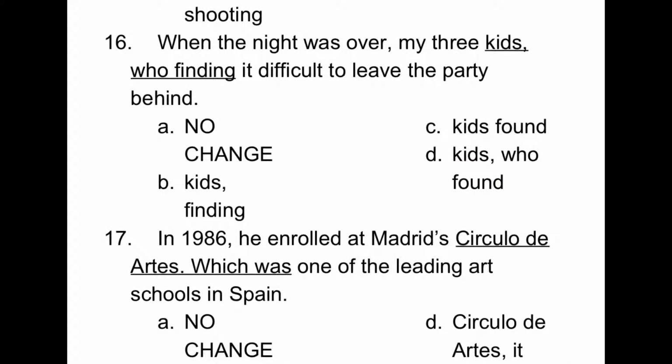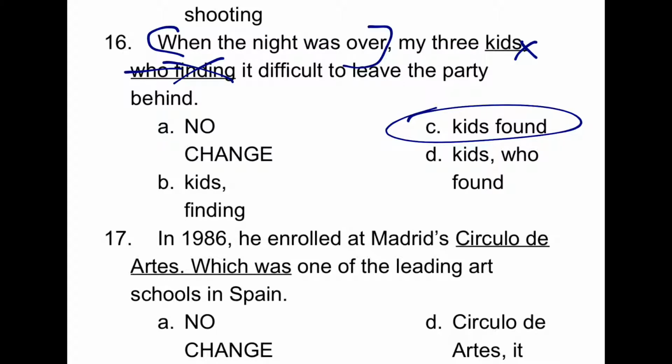16, when the night was over, my 3 kids, who finding it difficult to leave the party behind. We're again missing a verb, finding, and who is the relative pronoun. So instead, getting rid of that comma also, and just using a main verb, found. Because when is already a dependent clause, this one needs to be the main clause.